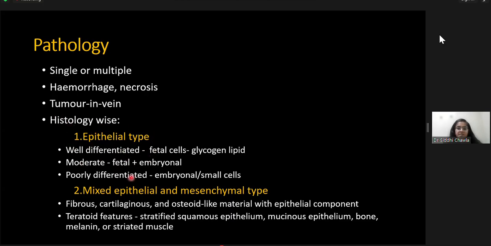Histology wise, we have two types, the epithelial types and the mixed epithelial and mesenchymal types. So this one has a single cell type and this one has a dual cell type. Among the epithelial ones also, we have well differentiated, moderate and poorly differentiated forms. Again, as I told you, fetal cells are the ones that secrete the AFP. Well differentiated forms have a better prognosis and the poorly differentiated forms have a poorer prognosis. In mixed epithelial and mesenchymal tissue, sometimes you can have fibrous, cartilaginous, osteoid-like material within the epithelial component, and that is how histologically you can differentiate.